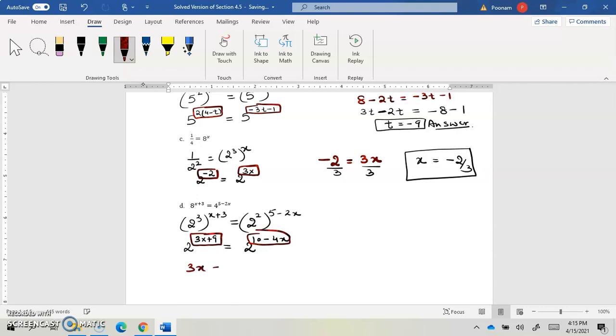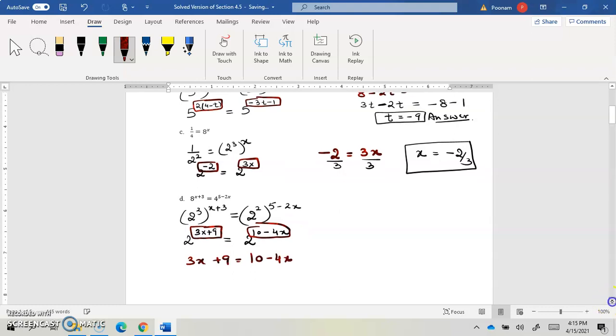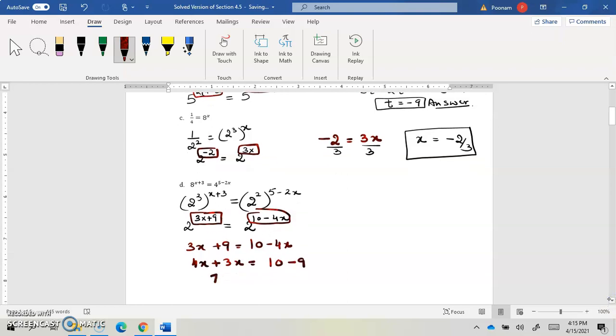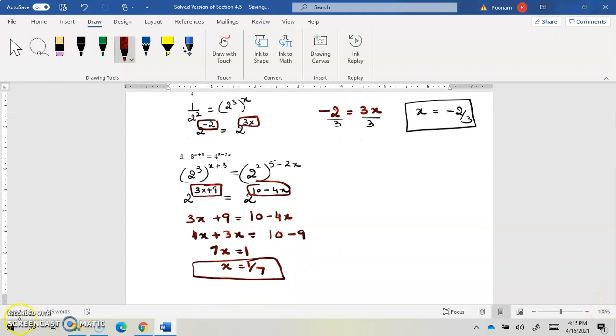So 3x plus 9 is equal to 10 minus 4x. We can isolate x by adding 4x on both sides, so 4x plus 3x, and subtracting 9 on both sides. So what do we have? 7x is equal to 1. x would be equal to 1 by 7. That is your answer to the equation.